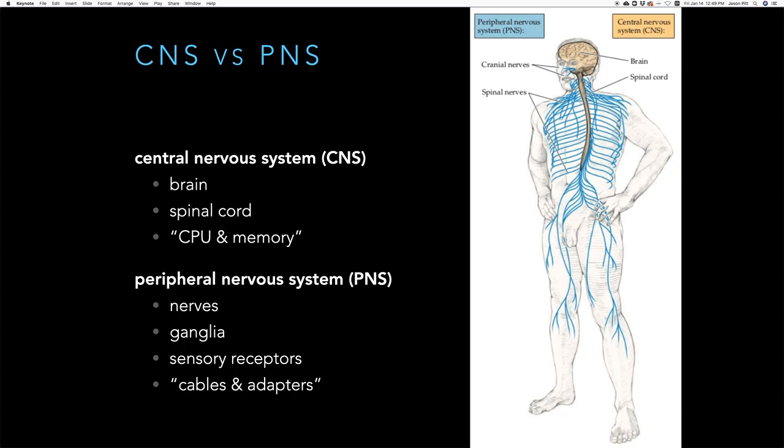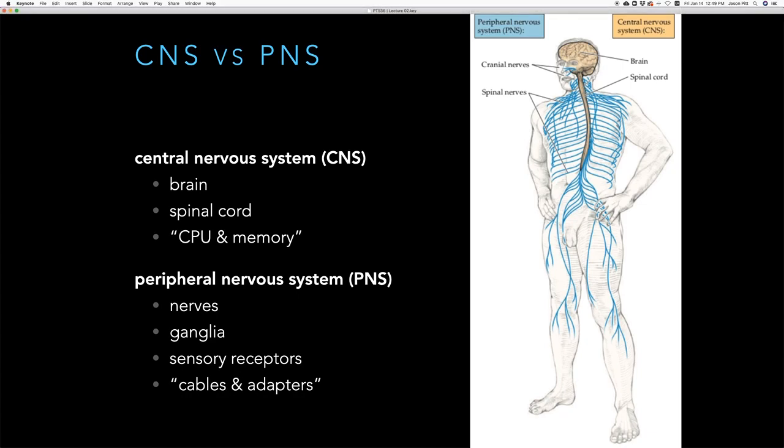So you can think of our nervous system as a whole bunch of pairs. There's the pair of the central and peripheral nervous system. Within the central nervous system, we have the pair of brain and spinal cord. In the peripheral nervous system, we also have a pair of somatic and autonomic, or you could think of a pair of sensory and motor.